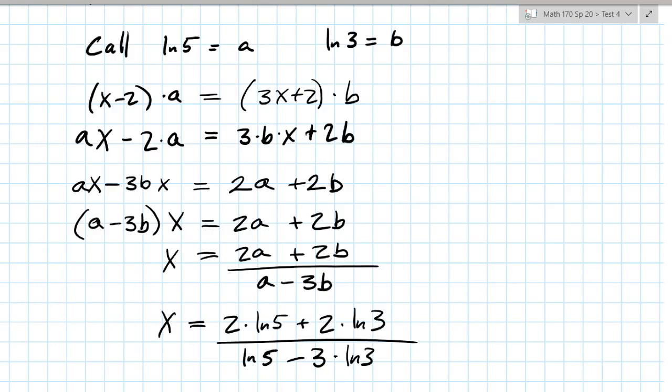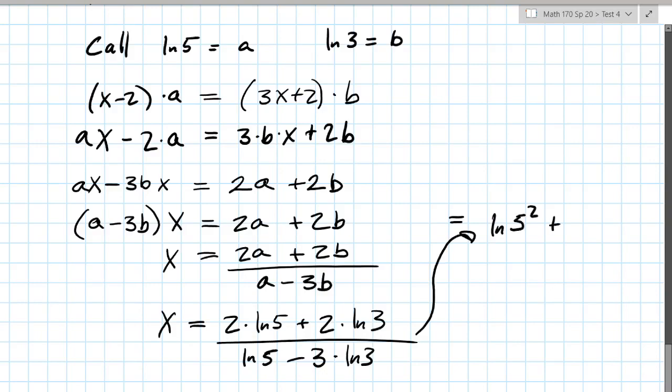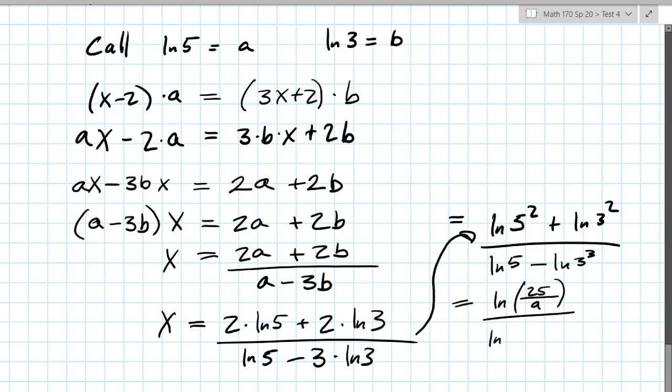If we wanted, we could combine the lns on the top and the lns on the bottom. Just for fun, let's combine those. And in order to do that, we would first write the ln of 5 squared plus the ln of 3 squared, and on the bottom, the ln of 5 minus the ln of 3 cubed. So this is the ln of 25 over 9 divided by the ln of 5 over 27.